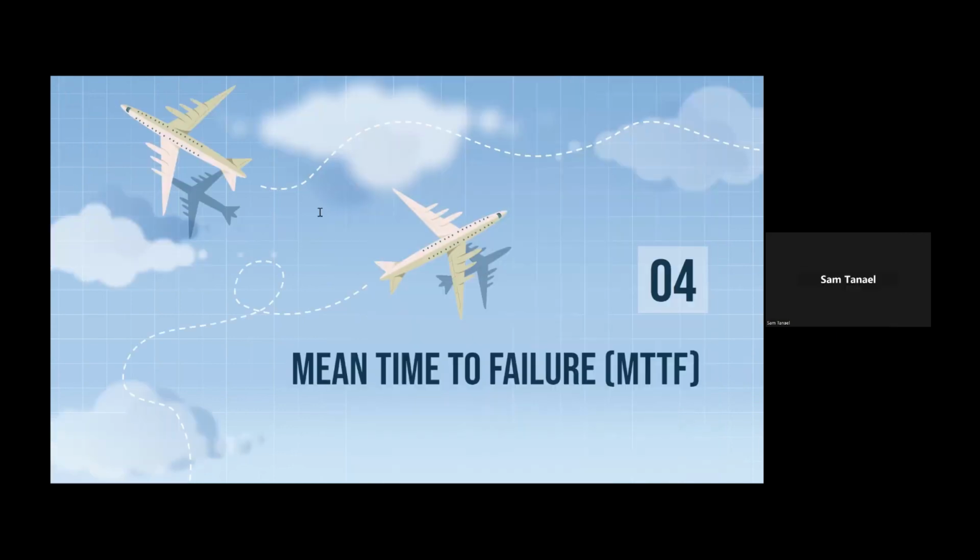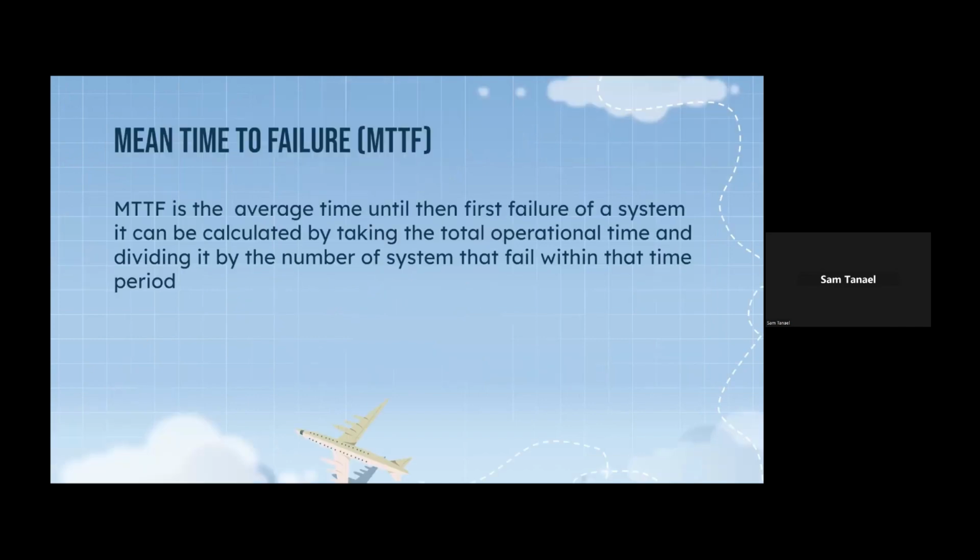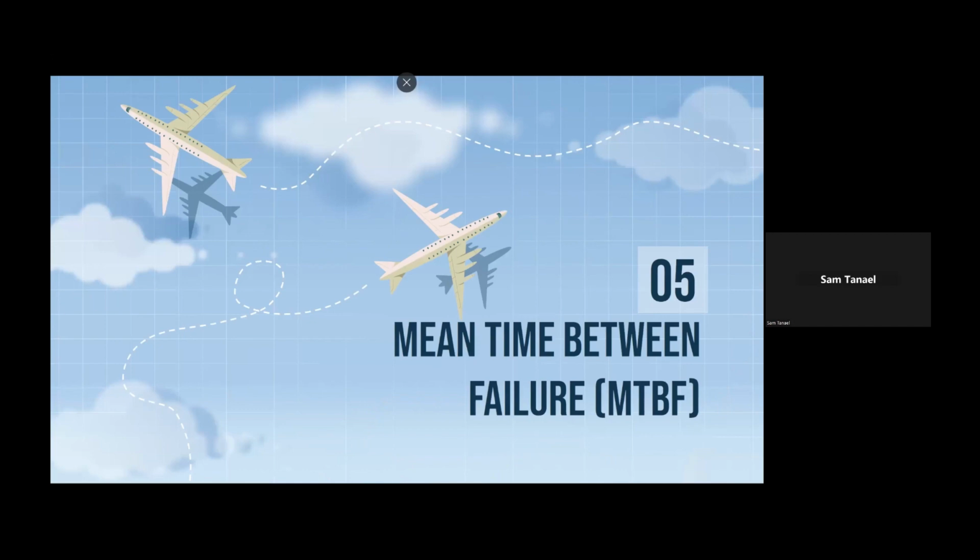Next is the mean time to failure. MTTF, the average time to failure of a system, can be calculated by taking the total operational time divided by the number of systems that failed within the period. So MTTF stands for mean time to failure. It represents the average amount of time that a device or system is expected to operate before it experiences failure. It is a key metric used in reliability engineering to assess the expected lifespan and reliability of various components and systems.